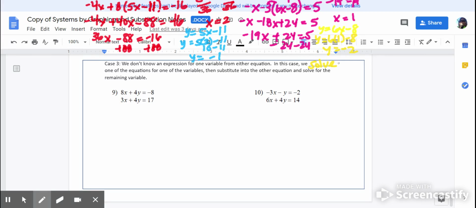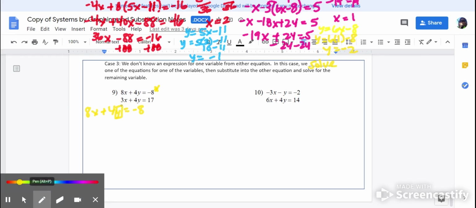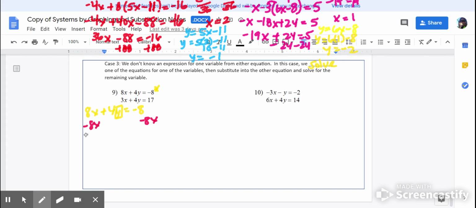So I'm going to manipulate my first equation, and I'm actually going to solve this for the y value, because if I notice, 4 will go into all the other values there evenly. So I'm going to solve for y, which means I'm going to subtract 8x from each side. I get 4y equals negative 8x minus 8. Divide by 4. I have a new equation of y equals negative 2x minus 2.